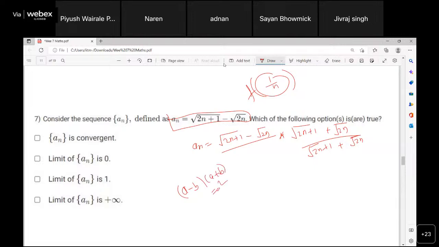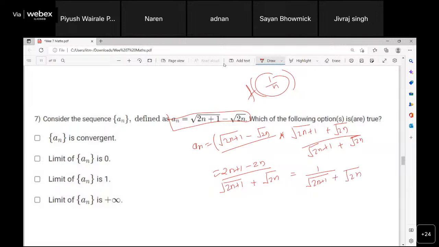So it will be a square minus b square, right? Applying the same formula, what I will get is 2n plus 1 minus 2n, because it will be the square of this particular thing, so the square root will go. So the expression in the denominator is root of 2n plus 1 plus root of 2n. So what we are getting is 1 upon root of 2n plus 1 plus root of 2n.